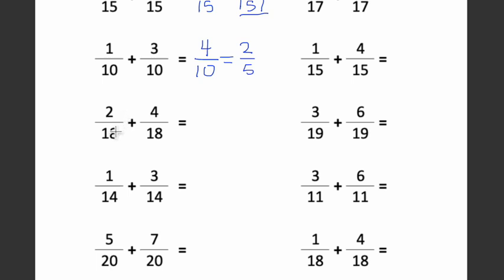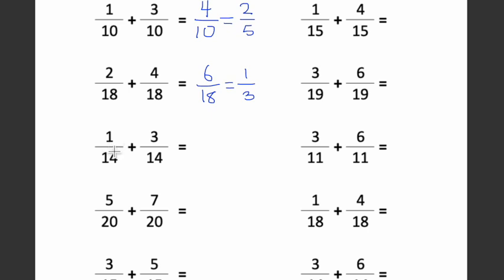Next problem, we have 2/18 plus 4/18. That's going to be 6 over 18. Now you can see that both sides here can be divided by 6. So 6 divided by 6 is 1, and 18 divided by 6 is 3. So our final answer is 1/3.